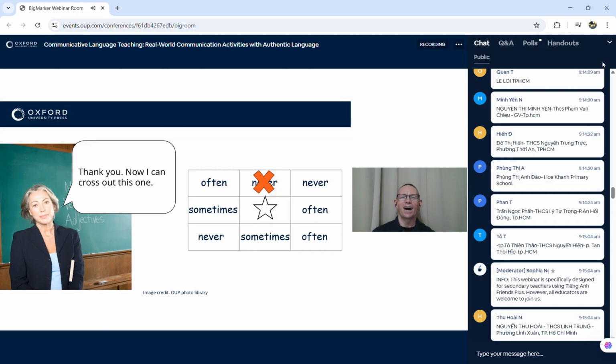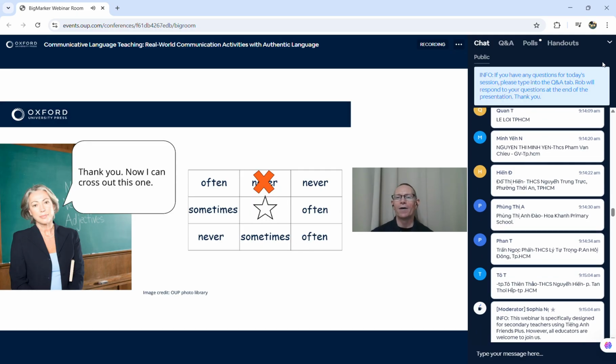So thank you. I can now cross out this one. We then swap and the other students will take a turn asking a question, and we continue until you have made a line of 3. It could be vertically, diagonally, or horizontally. When you have made a line of 3, you have finished, and then please bring me your bingo card and sit down. Okay. So that's how to play bingo.